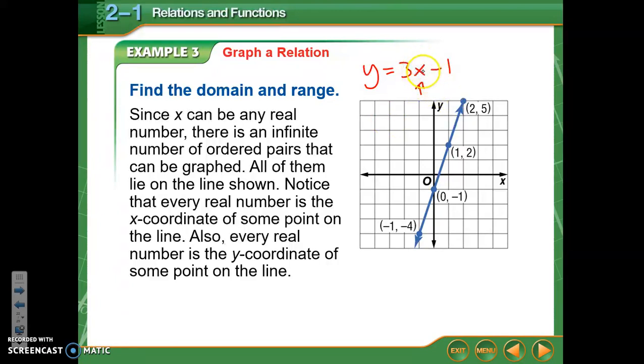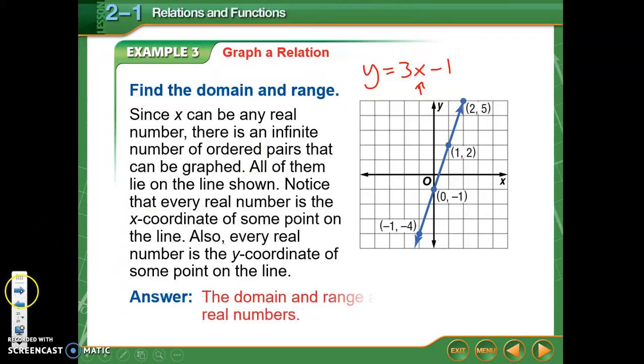Any real number I plug in, I can multiply by 3 and subtract 1. So that means that my domain is all real numbers. And if you think about the vertical part of this graph, all of the y values, if I extend my graph forever in both directions, no matter where I go on the y-axis, I will always find a piece of the graph that goes with that y value.